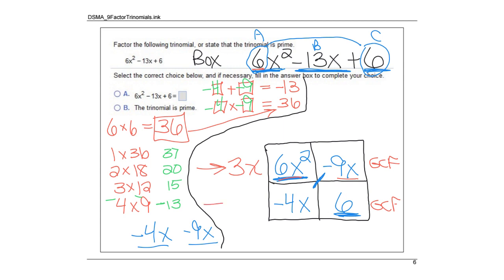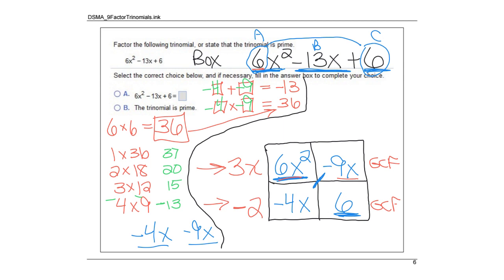All right, then I'm going to look at the next row. So the next row, I have a negative 4x, so I know I'm going to pull a negative. I have 4 and 6, so they have a 2 in common. The 6 doesn't have an x, so I'm done.